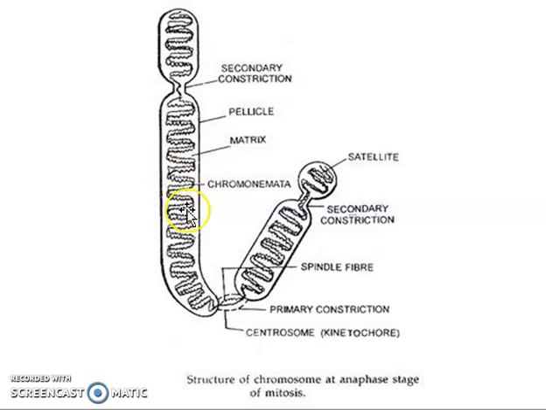I mentioned that you can see a single thread, but it is two. This is the chromatonema. And the matrix, the ground region, is the matrix in which the chromatonema is embedded. Then the outer layer is called the pellicle. So this is about the structure. You already know the structure of the chromosome. Anyway, I am refreshing it.